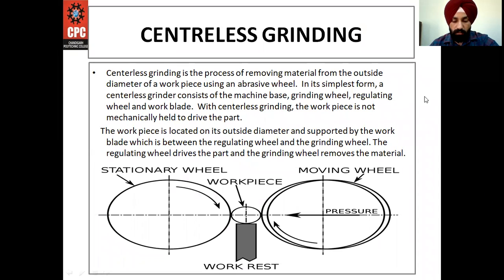Next topic is centerless grinding. Centerless grinding is the method of grinding external or internal cylindrical surfaces in which the workpiece is supported between a regulating wheel, a grinding wheel, and a work rest blade. Centerless grinding is the process of removing material from the outside diameter of a workpiece using an abrasive wheel. In its simplest form, a centerless grinding machine consists of the grinding wheel, regulating wheel, and work blade.